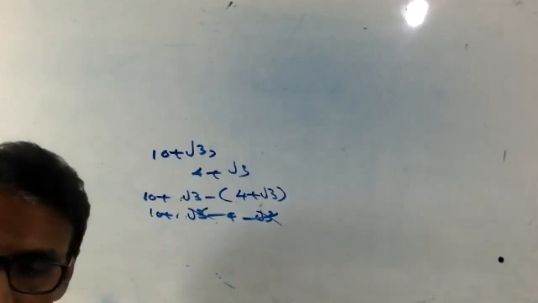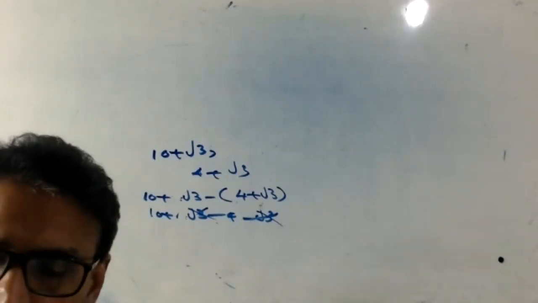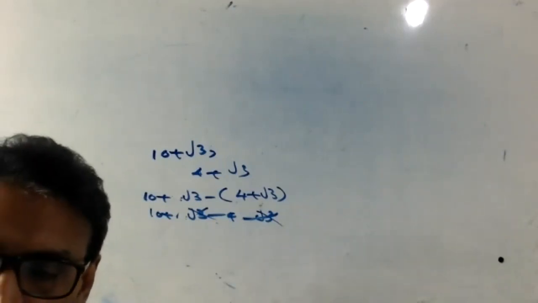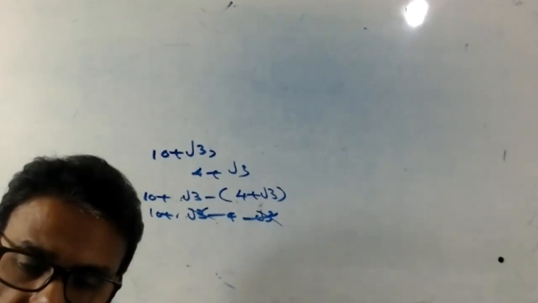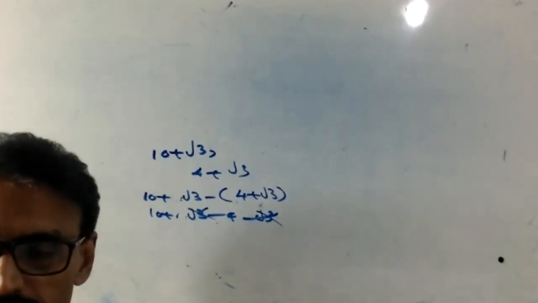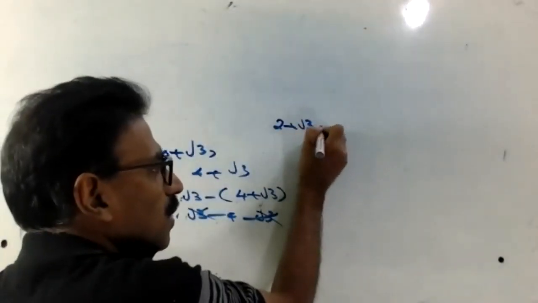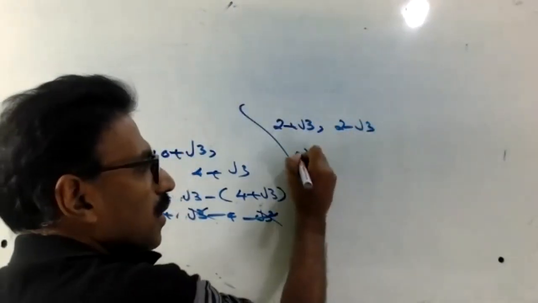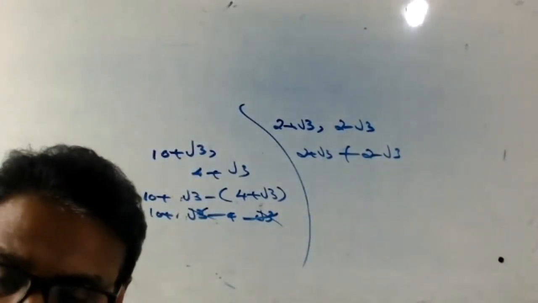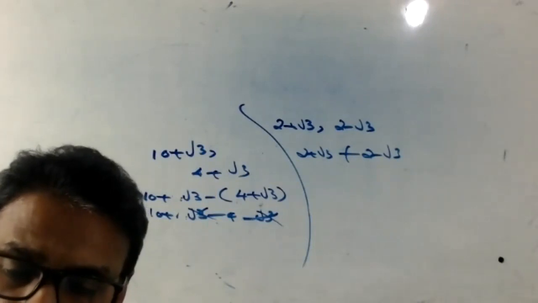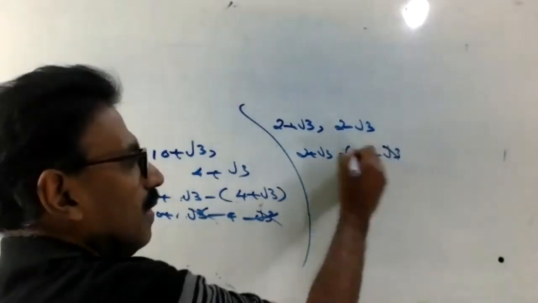Sum is a rational number. Next one. Sum of two irrational numbers is a rational number. What is that? Same thing, you can take 2 plus root 3, comma, 2 minus root 3. When you add 2 plus root 3 plus 2 minus root 3, we want rational or irrational? We want the sum of two irrationals to be rational. Correct or no? Yes. Then okay. Answer is 4.